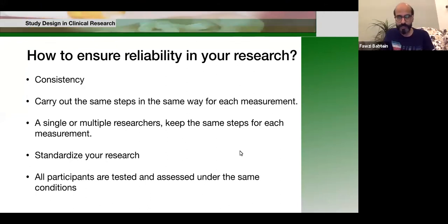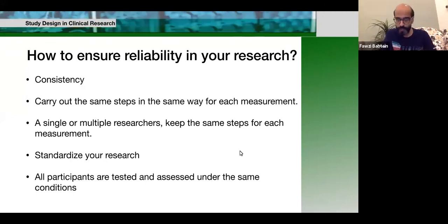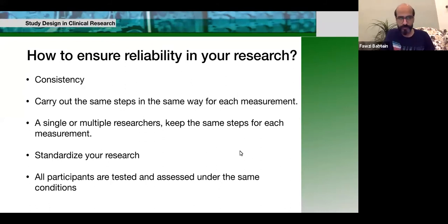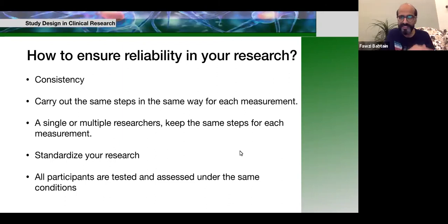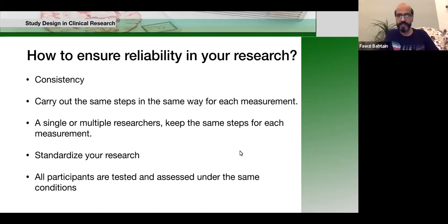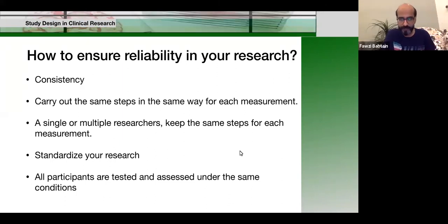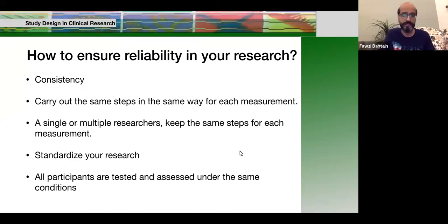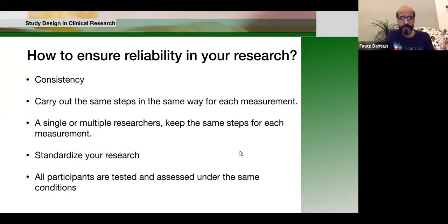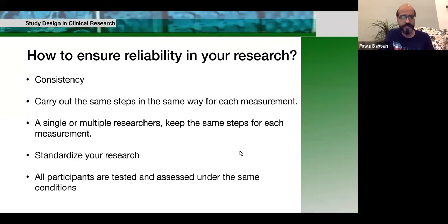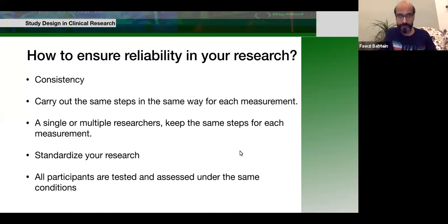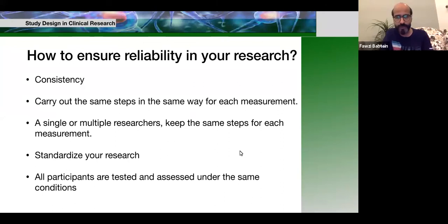And when we discuss how to write your methods, you should state well that the measure, the tool, whatever you are using, was conducted in the same standardized method throughout my study, throughout the different participants, or even by different researchers. The best thing is you need to standardize your research. The easy thing to do is use standardized tools and make sure you use them throughout the same levels in the same way.